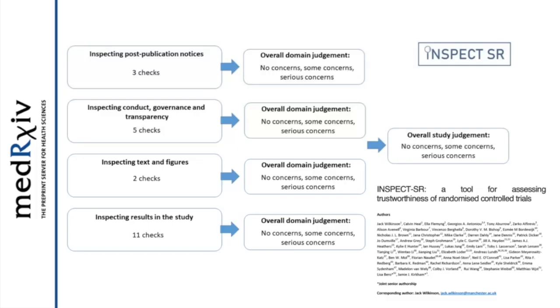Inspect SR has 4 main categories of checks. So you have checks about post-publication notices. You have checks about inspecting conduct, governance, and transparency. You have checks about text and figures. And you have checks about inspecting the results in the given study.